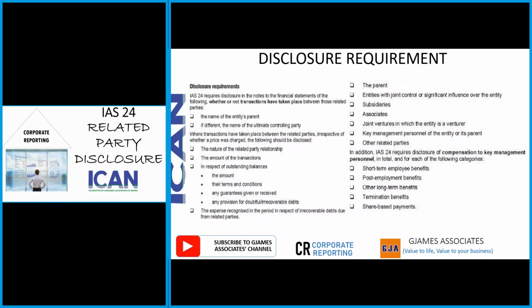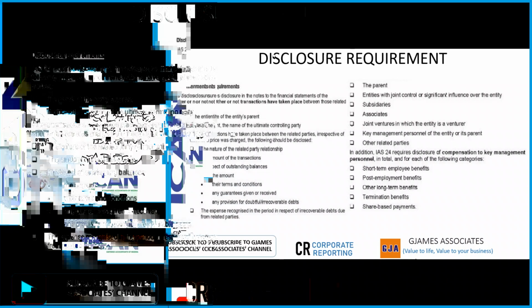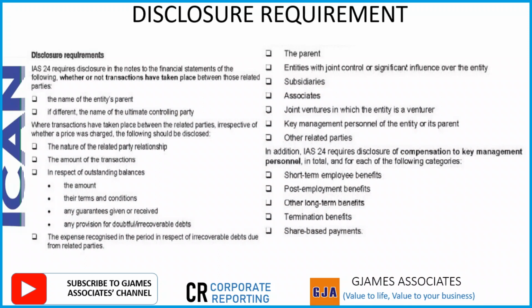Where transactions have taken place between the related parties, irrespective of whether a price was charged or not, the following should be disclosed: the nature of our relationship with the people we transacted with. We want to know the amount of the transaction. We want to know the terms and conditions so that we can compare them with our normal policy of transacting. Any guarantee given or received as we transacted.